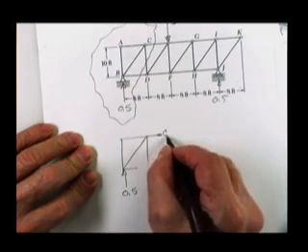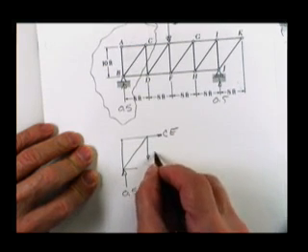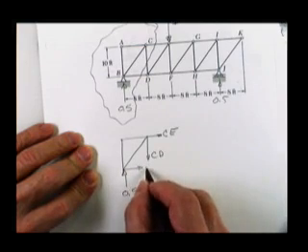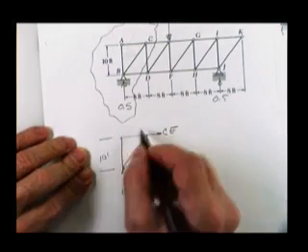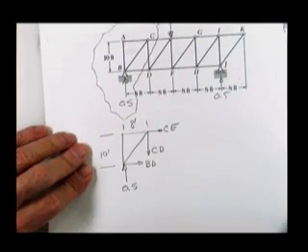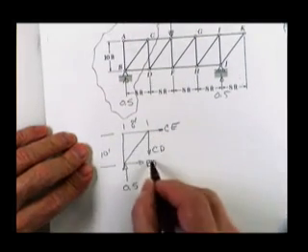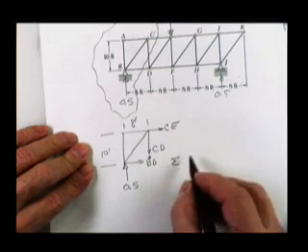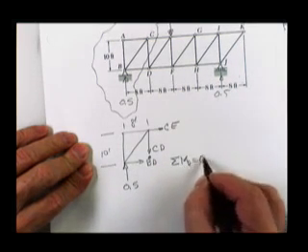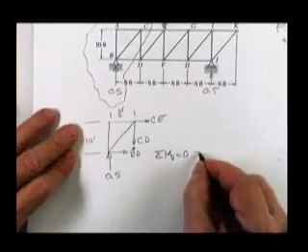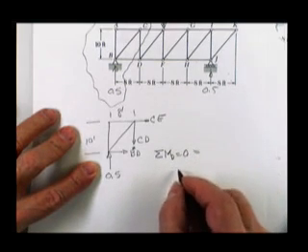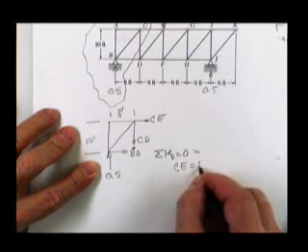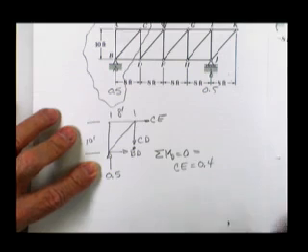This is CE. This is CD. This is BD. This is 10 feet and 8 feet. I'm looking for the force in member CE. I sum moments about D is equal to 0. Is equal to how much? Maybe you already got an answer. I'll take it. CE is equal to 0.4. Negative. Thank you. All right.